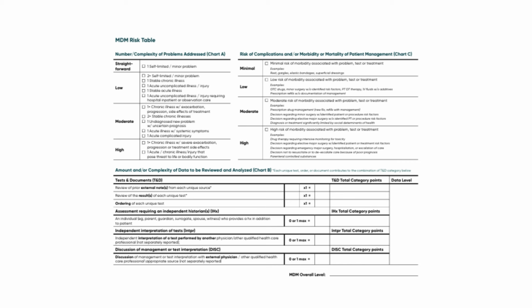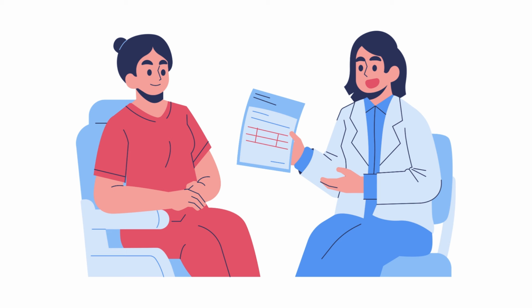So the data section is all about the information that a provider uses to make these medical decisions. And it's not just about ordering tests, although that's definitely part of it. We're talking about things like reviewing external notes or even getting a patient's history from an independent source. These all matter for MDM now. Hey, hold up. Independent historian, that's a new one. What does that even mean?